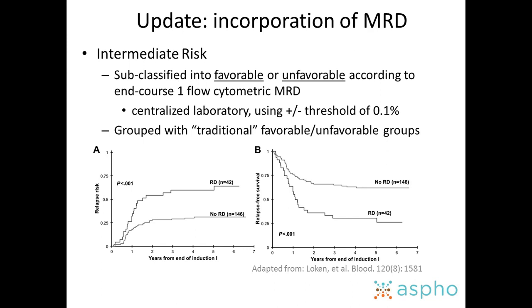So the update now is the incorporation of MRD into risk stratification. Flow cytometric MRD at the end of Block 1, done by a central laboratory in Seattle, has become standard for risk stratifying, certainly within the COG and increasingly in other groups as well. The intermediate risk group is now subclassified into either favorable or unfavorable based on MRD at the end of the first block of therapy. It's based on the data I'm showing here that show that relapse risk is strongly associated with MRD, and the optimal threshold for this distinction seems to be 0.1%.